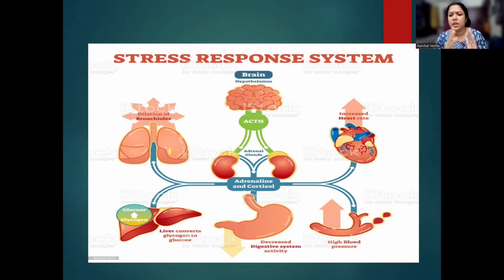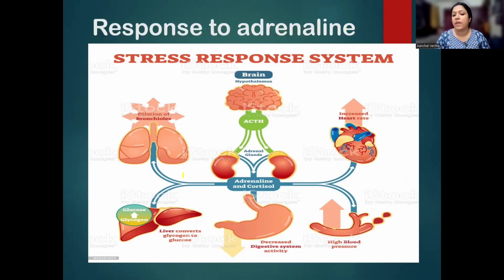The liver will convert glycogen into glucose. So the excess amount of glucose is released in the blood. Then there's decreased digestive system activity, that is a symptom of stress. And then you have high blood pressure, because the blood has to rush to the different organs. This is the stress response of adrenaline.